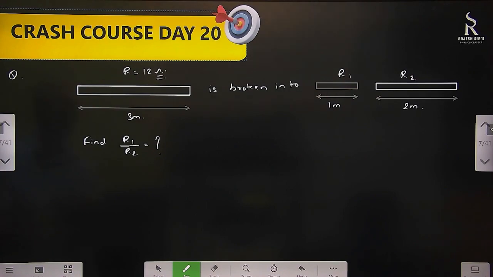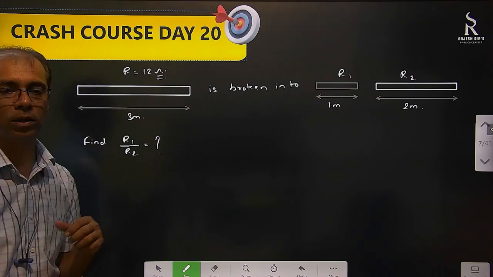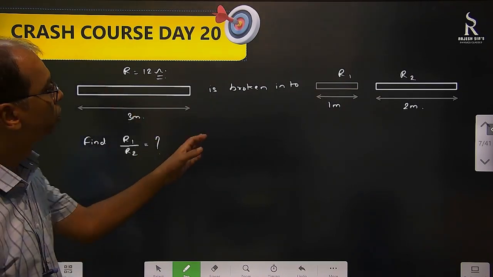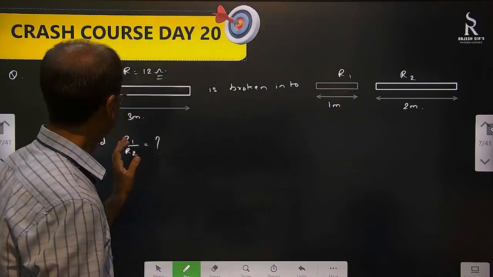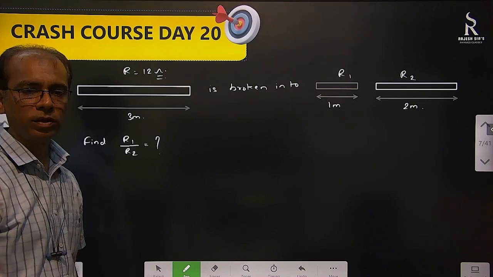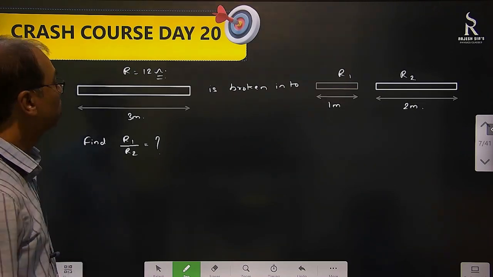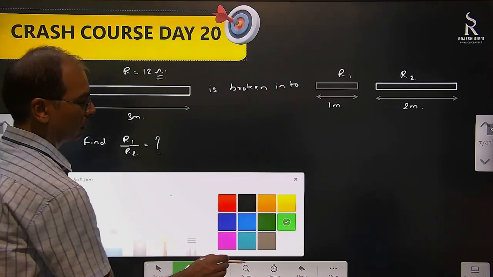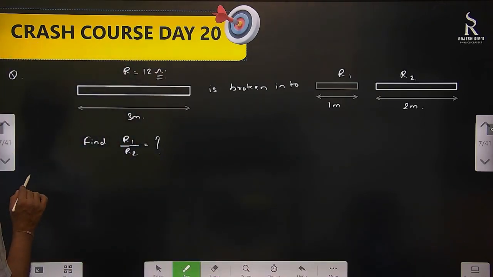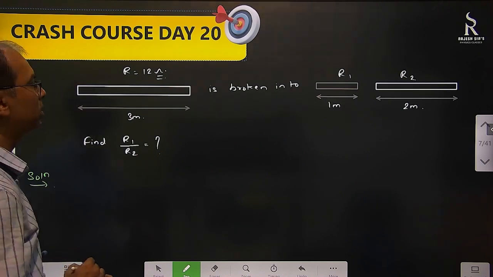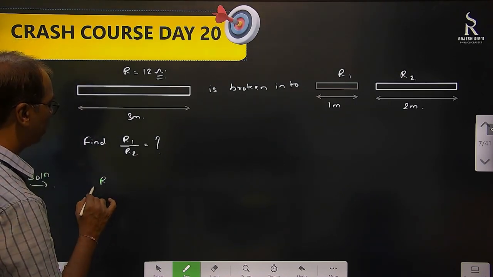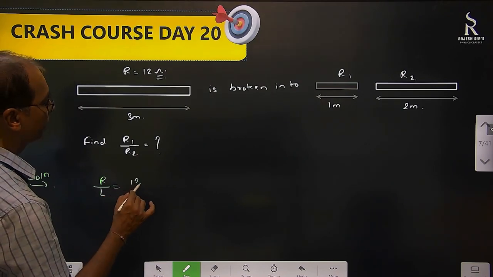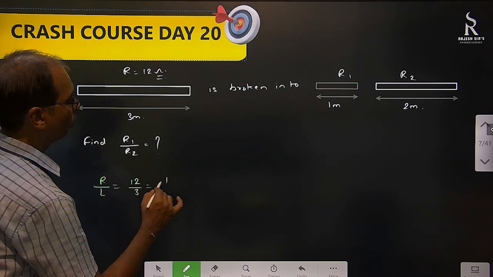Okay, let's see. Now there is a question over here. One conductor we have kept whose resistance is 12 ohm and length is 3 meter. We are cutting it into two. This is 1 meter, this is 2 meter. Now what we have to find? Ratio of the resistances. Okay, so what we can say over here? How to solve this? So we can say resistance per unit length is how much? What is resistance per unit length? R by L. The R by L is 12 by 3. That is 4 ohm per meter.